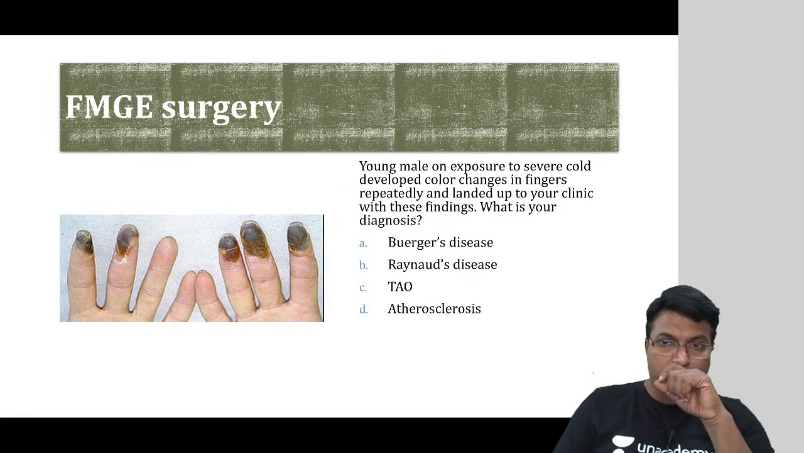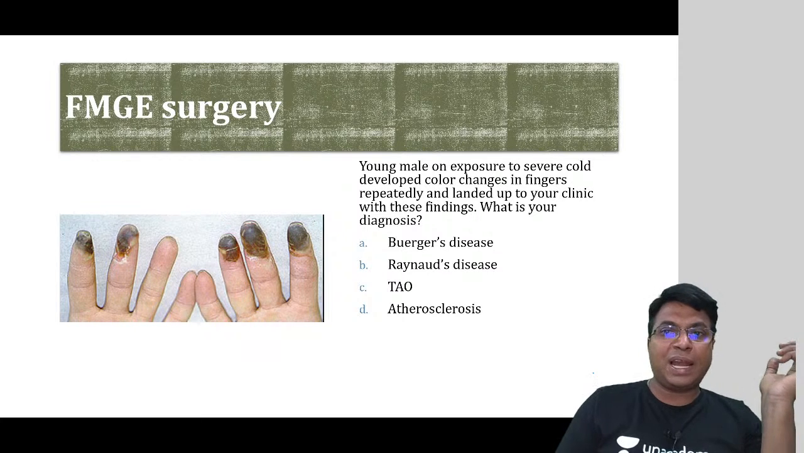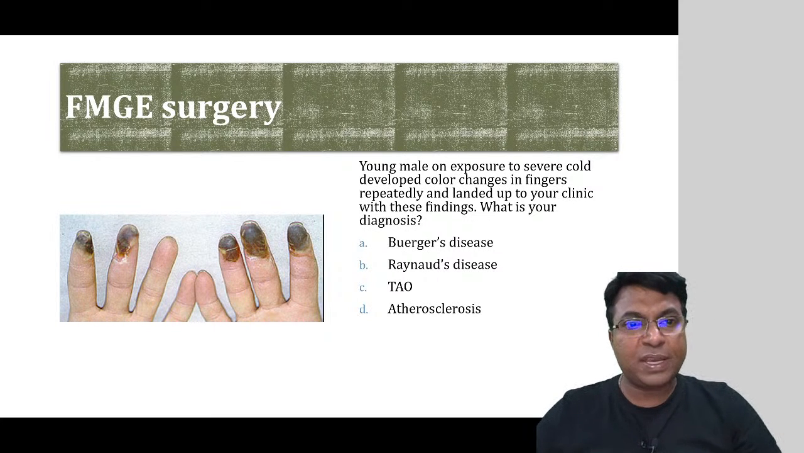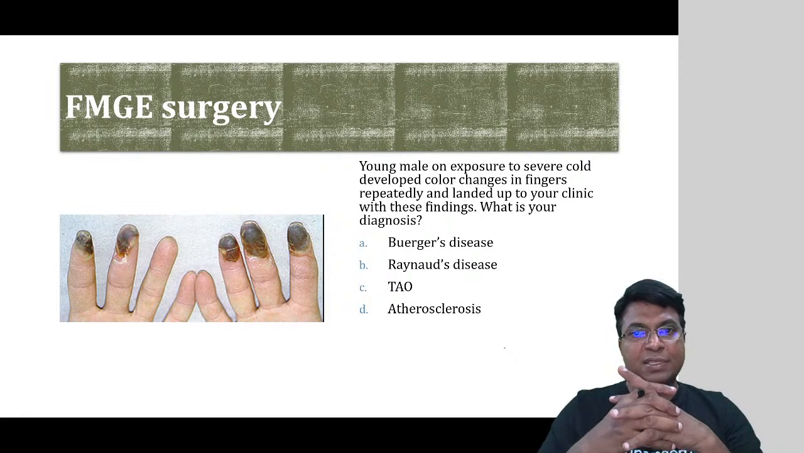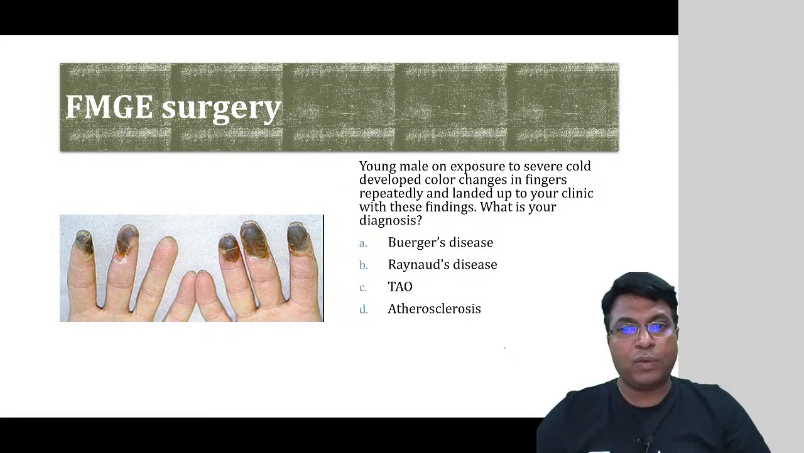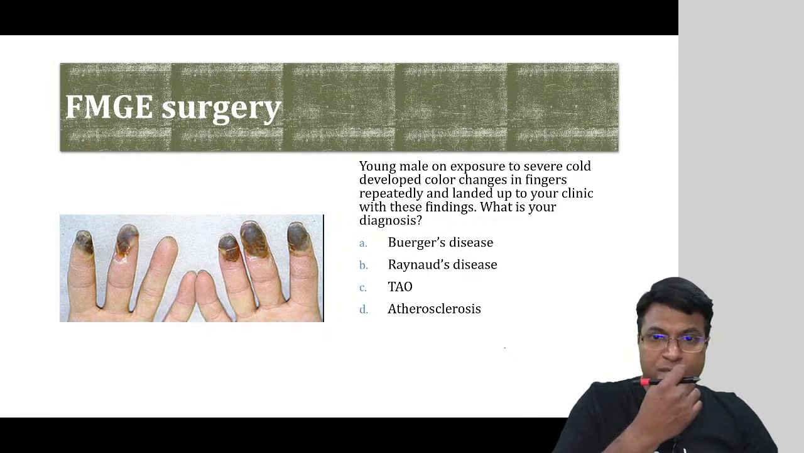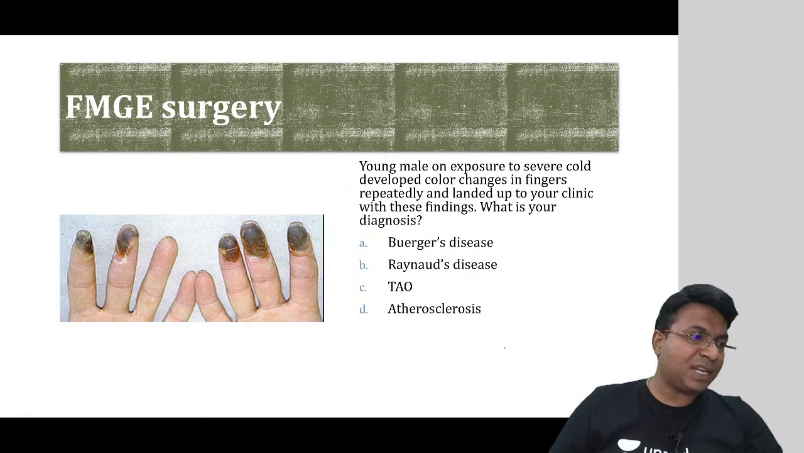A young male, on exposure to severe cold, developed color changes in the fingers repeatedly and landed up in your clinic with these findings. You can see the tips of the fingers are gangrenous, and this patient is getting exposed to cold. What is your diagnosis from this picture? Buerger's disease, Raynaud's disease, TAO, atherosclerosis? What is the answer here?